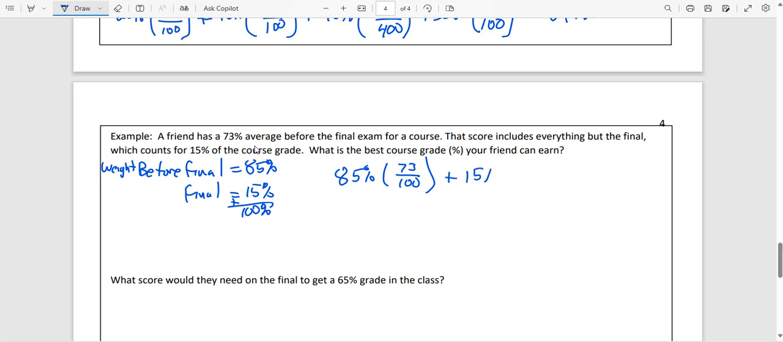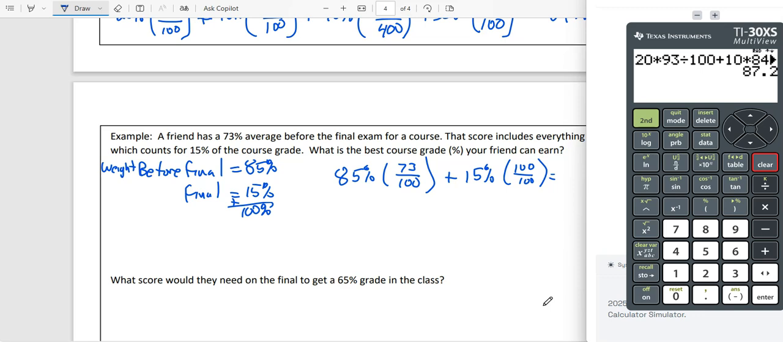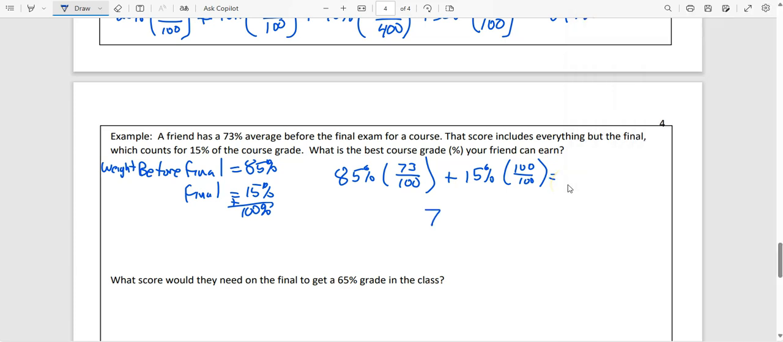And on their 15% final, what is the best course grade? Let's assume they get 100 out of 100 on the final. We can compute what score they can get maximum. That would be 85 times 73 over 100 plus 15 times 100 over 100. They can get a 77.05% maximum score.